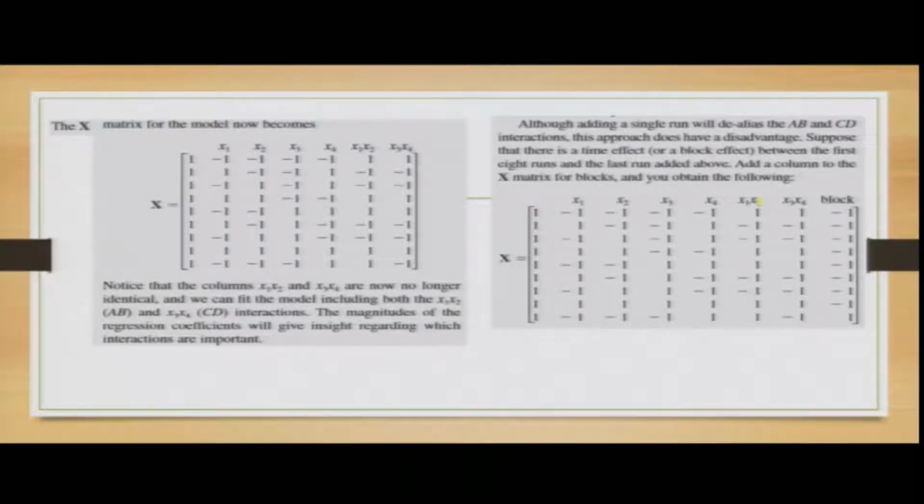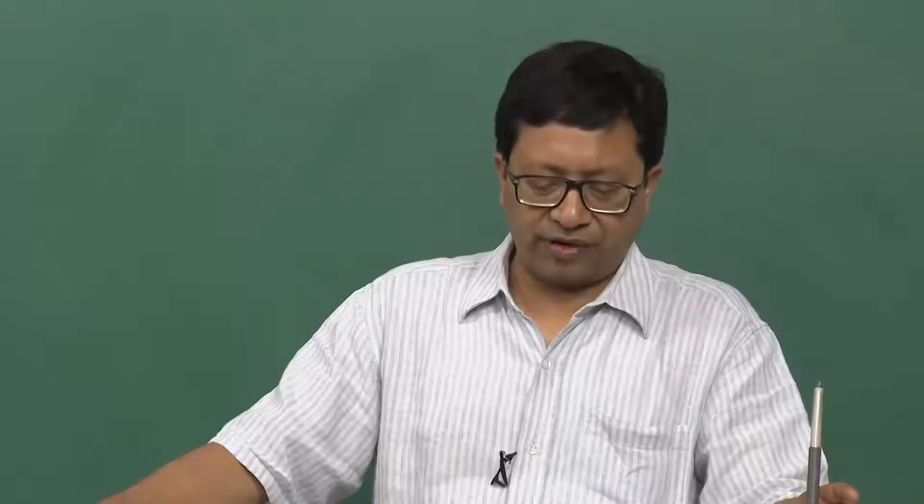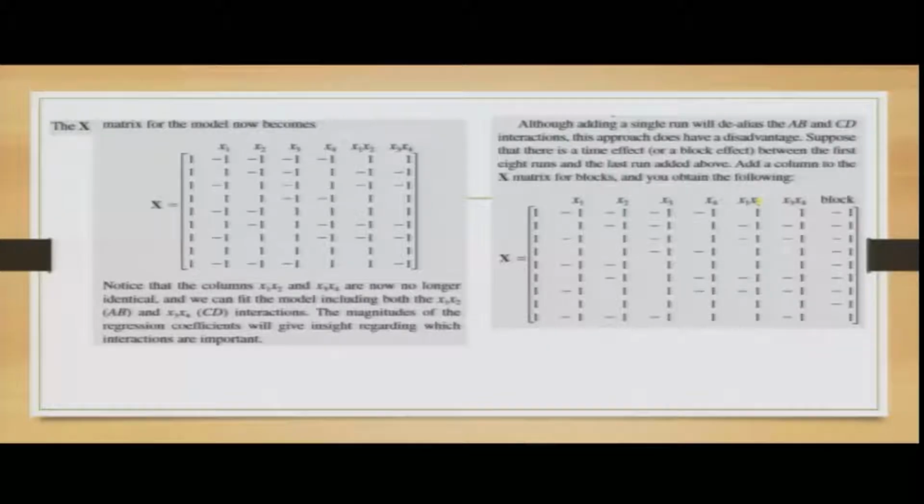Once we have that matrix, it is again of size n cross, I am repeating the word n in order to basically denote the number of observations, n cross 7. Notice that the columns x1x2 and x3x4 are now no longer identical, and you can fit the model and try to find out the estimates of beta 12 hat and beta 34 hat, these are the suffixes. The magnitude of the regression coefficients will give insight regarding which interactions are important.